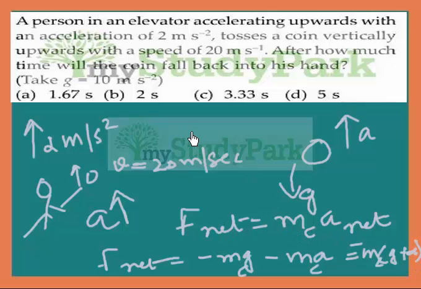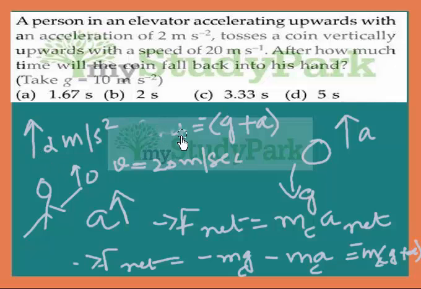So if you compare this equation and this equation, net acceleration equals, mc would get cancelled, and you would see that it is minus of g plus a, and the negative sign indicates that it is in the negative direction. By doing so, you have made the problem look in a way such that the lift is stationary and only the coin is moving. We will see how it has been done once we solve this problem.